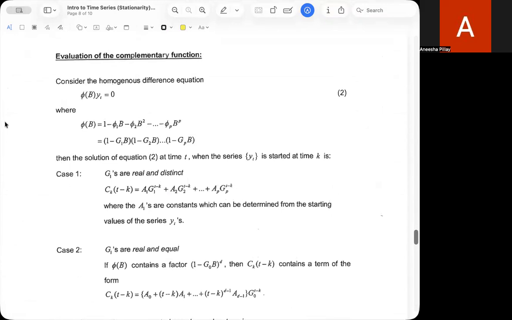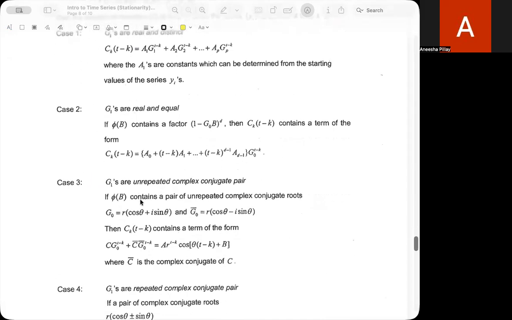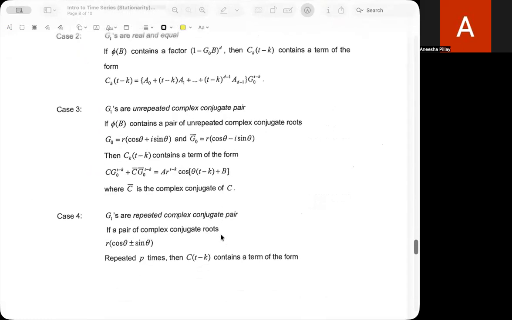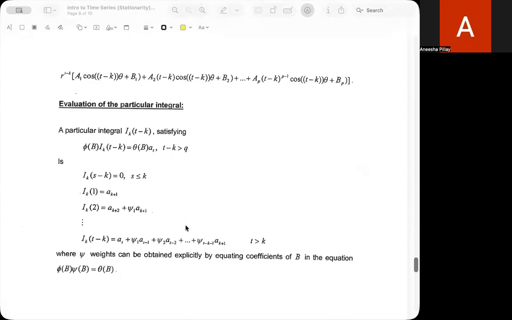For this syllabus, we are only focusing on case 1, when it's real and distinct. But you have another 3 cases that you can go through on your own: real and equal, unrepeated complex conjugate, and repeated complex conjugate as well.